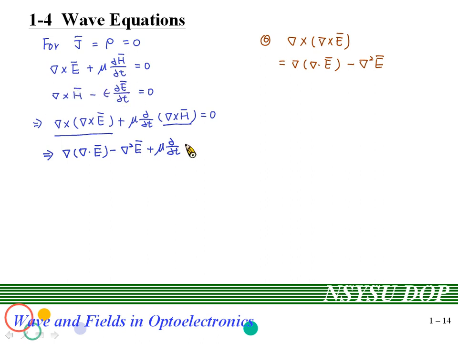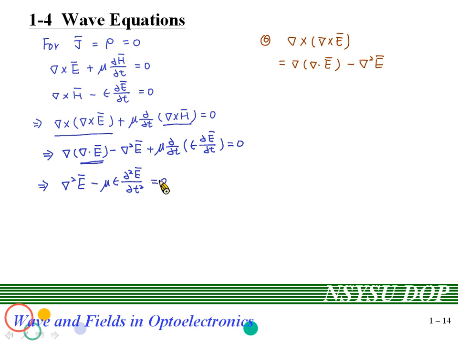We will have epsilon partial E over partial t is 0. Then let us rearrange this equation. Due to rho being 0, divergence E is 0 too, so we only have these two items, and then we will have Laplacian E minus mu epsilon partial square E over partial t square is 0.